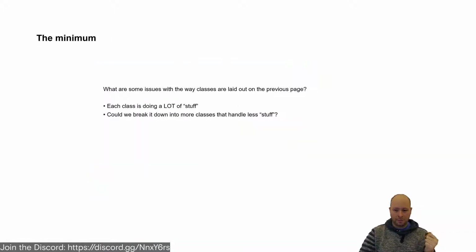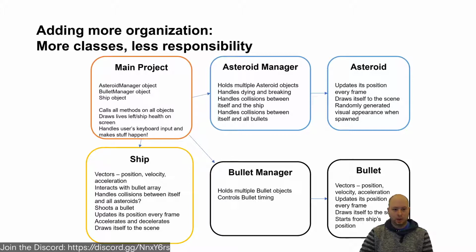So what are some of the issues with this kind of design? Well, each class is doing a lot of stuff, so the question is, can we break it down and make it have less stuff? Let's say we added a bit more organization. Now in our main project, we have an asteroid manager object. Instead of the main project managing the asteroids directly, another object manages them and handles the breaking and the dying and the collisions. And then we also have a bullet manager, which is the same thing.